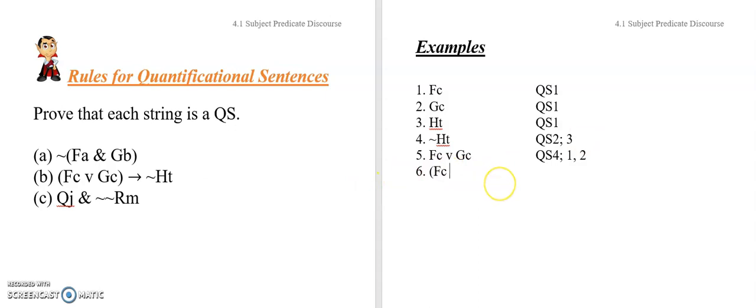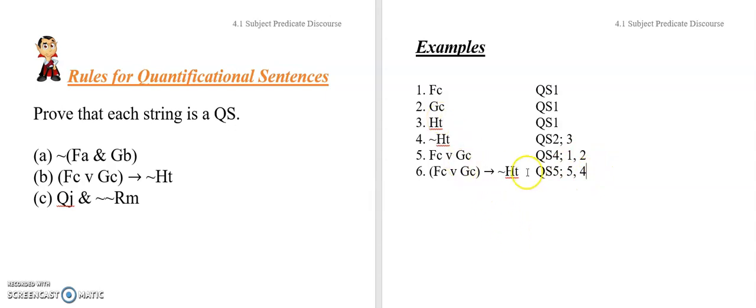So we're going to do FC or GC, and then we're going to do arrow, not HT. And that's by what rule here? That's QS5 on lines 5 and 4. Okay, I'm not going to be too picky about the order in which you put the lines, as long as you get the lines correct.